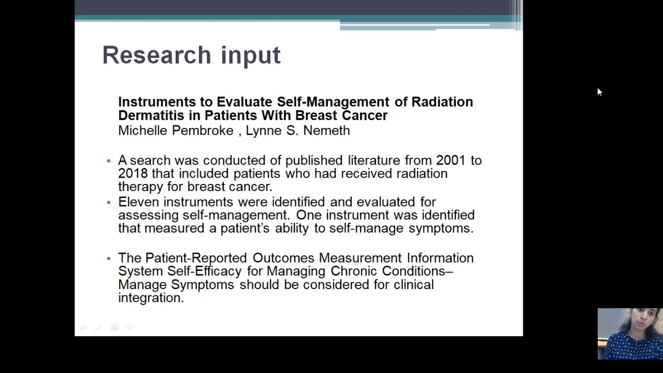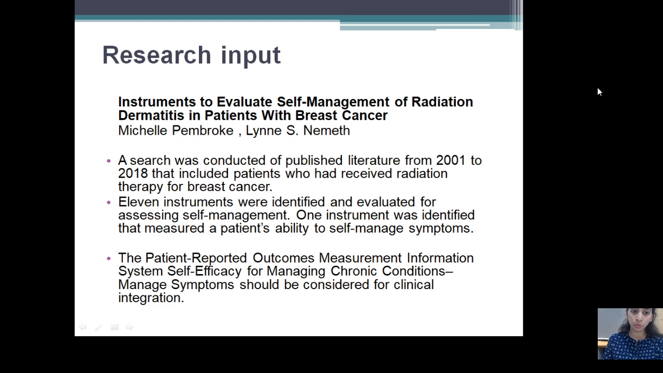So there is this research input: instruments to evaluate self-management of radiation dermatitis in patients with breast cancer. A search was conducted of published literature from 2001 to 2018 that included patients who had received radiation therapy for breast cancer. 11 instruments were identified and evaluated for assessing self-management. One instrument was identified that measured a patient's ability to self-manage symptoms. The Patient Reported Outcomes Measurement Information System, self-efficacy for managing chronic conditions, managing symptoms, should be considered for clinical integration.